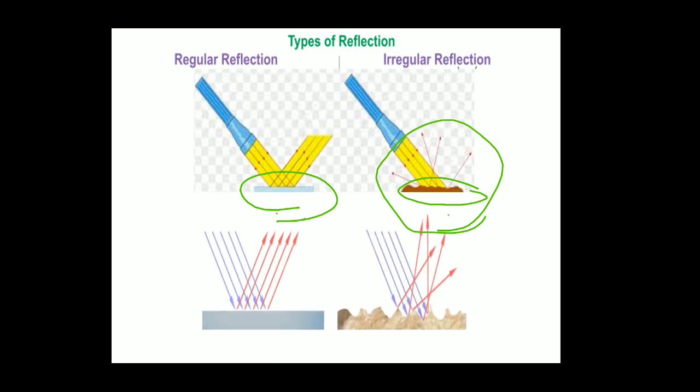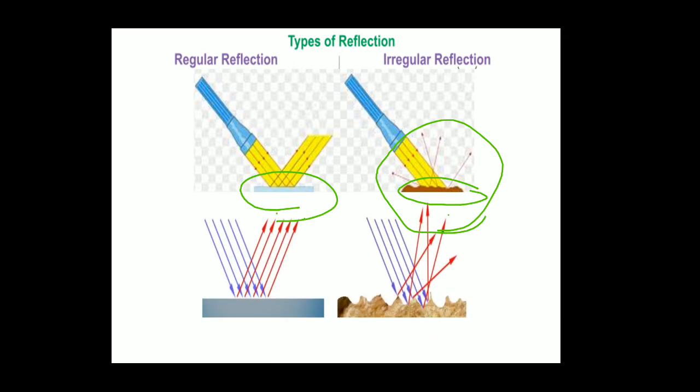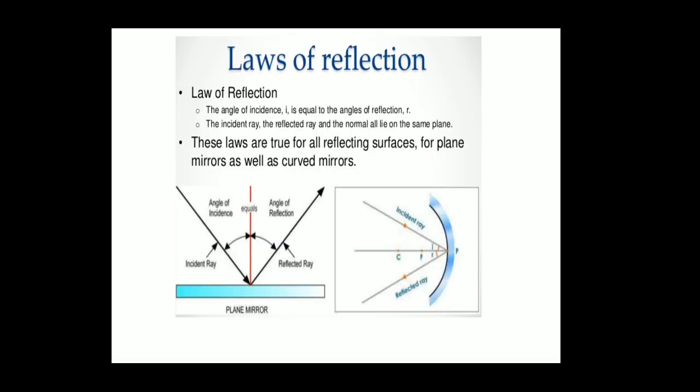Now the next one is another diagram which shows this more clearly. In the first one, blue is the incident light, red is the reflected light. See, the incident light is parallel, and the reflected is also parallel. But in the second one, the incident is parallel, but the reflected is not parallel. So this is irregular reflection, and this is regular reflection. In most places, we come across only irregular reflection in our day-to-day life. So this is a quick revision of the laws of reflection.